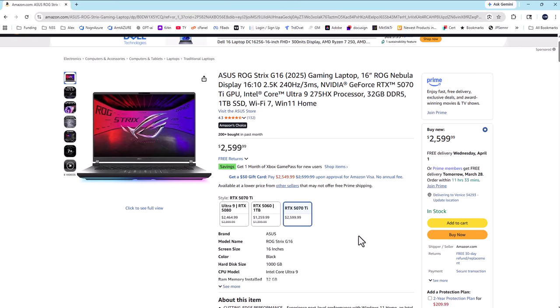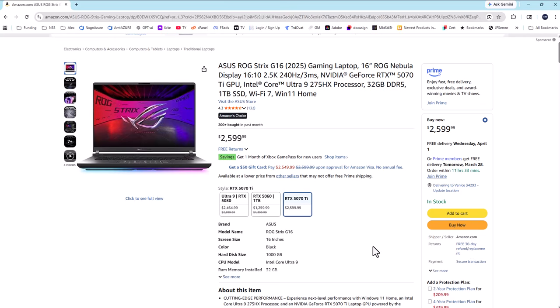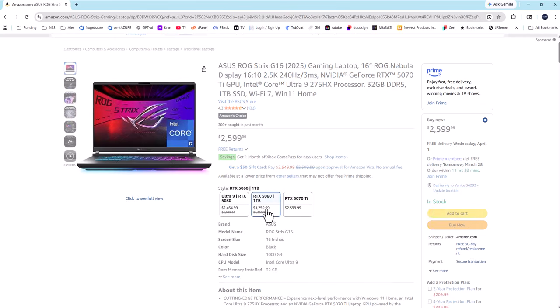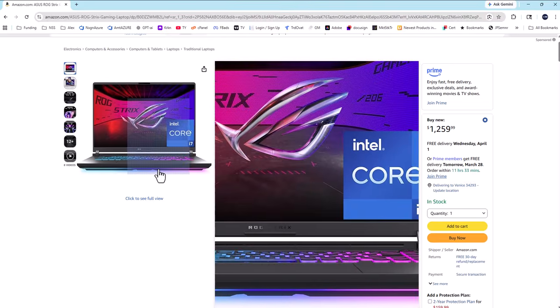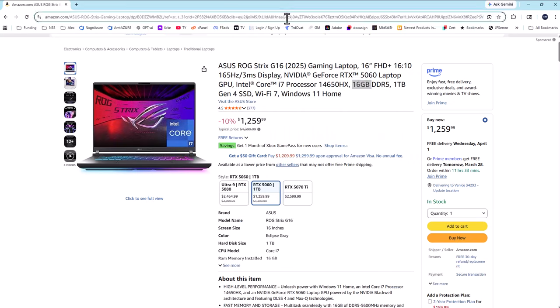I mean, that's $2,500. So it's a high-end machine, and you don't need Ti. You can go down to the lower version for $1,200. It's the exact same computer. You can always add in a little bit more RAM if you want, but $1,200, this will get it done for you. So something like that.